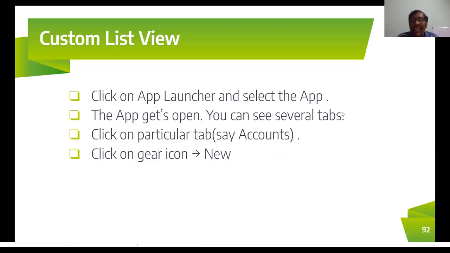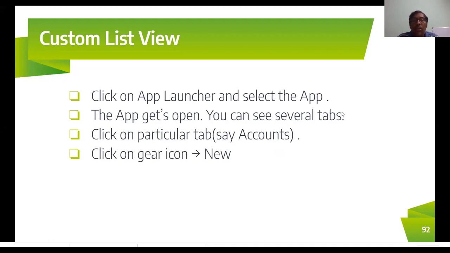In order to create a custom list view, we have to click the app launcher, select the app, and then launch the app. Then on the nav bar, you can see a lot of tabs, like accounts, home, reports, dashboards, contacts, the invoice object, and so on.